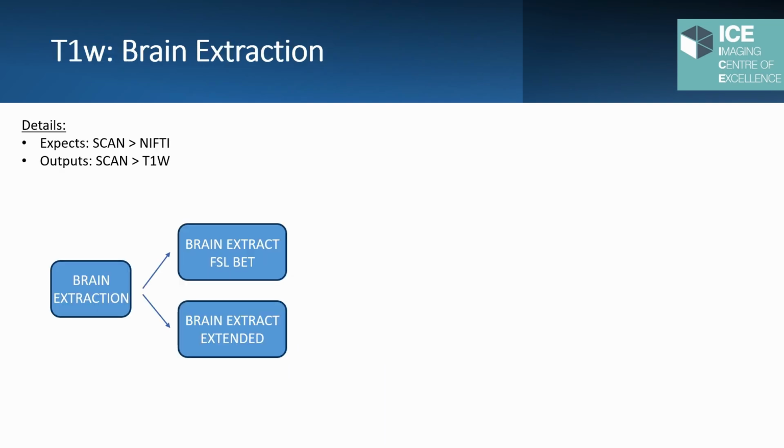So the first function we'll look at here is to do brain extraction. We have two flavors of this. Both use FSL's BET to do brain extraction, but we have an extended version for use with the head and neck coil we have here at ICE that gives us a bit more of the brainstem.